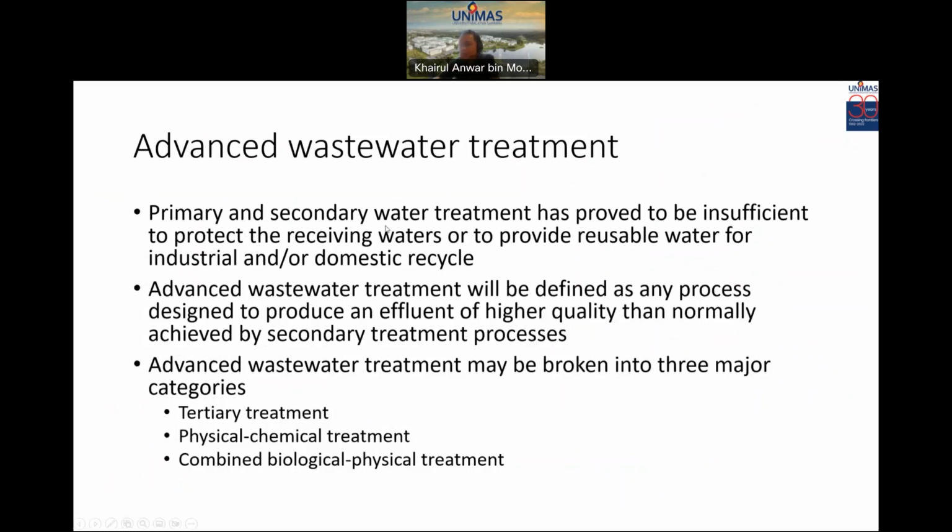Okay. Primary and secondary wastewater treatment has proved to be insufficient to protect receiving water or to provide usable water for industrial or domestic recycle. Therefore, advanced wastewater treatment will be defined as any process designed to produce an effluent of higher quality than normally achieved by secondary treatment process. This is the definition.